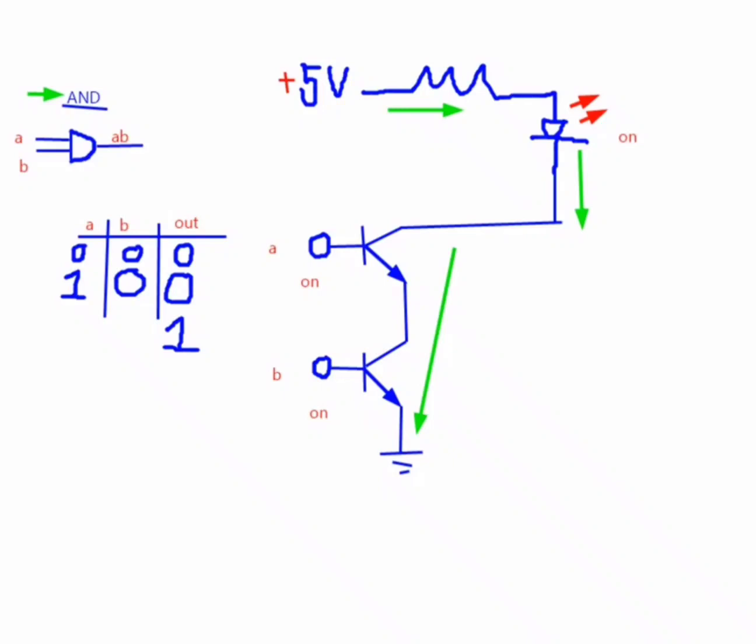The only way the output can be in an on state is if input A and input B are in the on state. Even if B is on and A is off, no current can flow to the LED. Only if A and B are on.